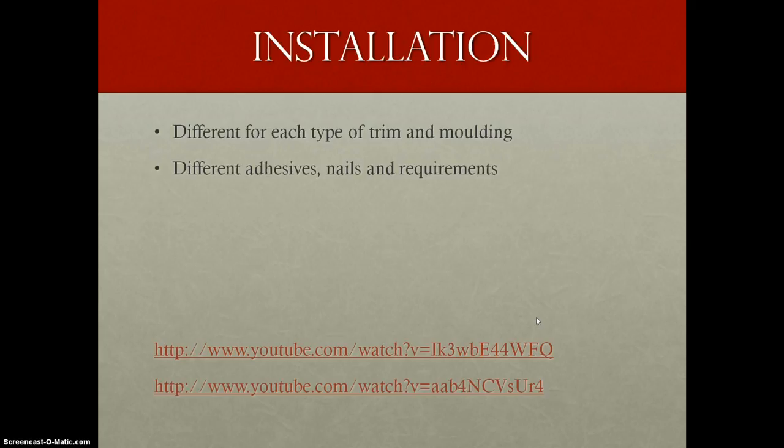Because there are so many different types of trim and molding, they're not generally all installed the same way. There's different cuts that have to be made. Some require nails, some require adhesives like glue, and also some moldings are heavier in weight and they require extra support from studs. And so because no two are alike, there's not really a specific way of doing it.